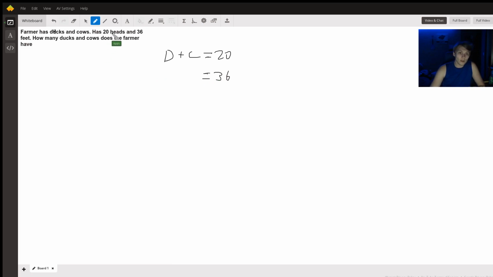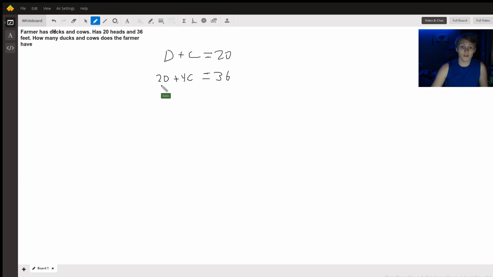Well, we have numbers of feet. Basically, how many feet are there per duck? Well, for every one duck, there are 2 feet, right? So we have 2D plus 4C, because for every cow, you get 4 feet. So 2 feet per duck plus 4 feet per cow gives us 36 total feet.